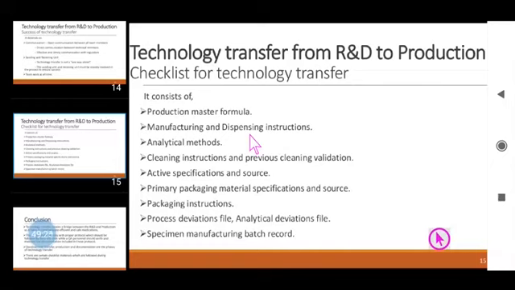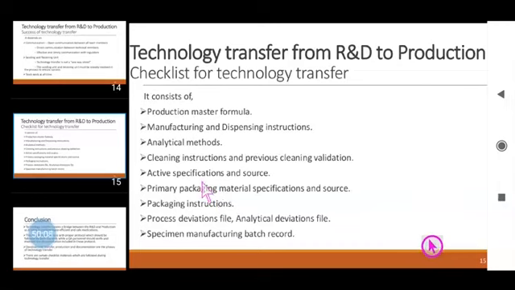Then manufacturing and dispensing instructions are there. Analytical method, which is a very important one, which has to be modified or validated, and complementary to the product which is going to be obtained from the large scale manufacturing. Then the cleaning instructions must be there, and the previous cleaning validation. Whatever previous cleaning validations are there, along with that the cleaning instructions, then active specifications and source, primary packaging material specifications and source.